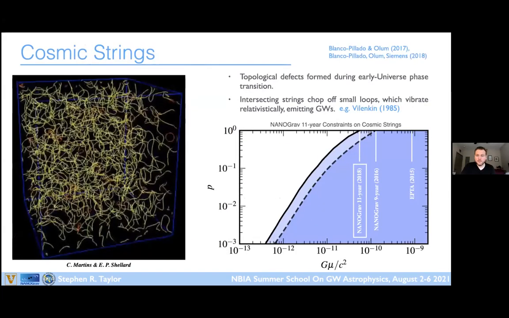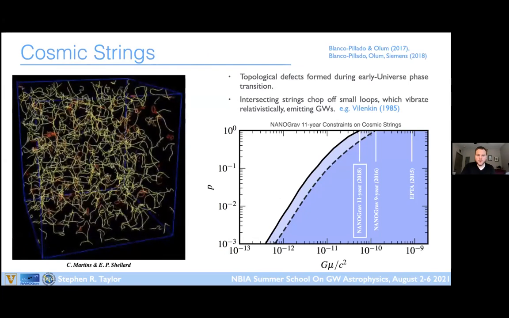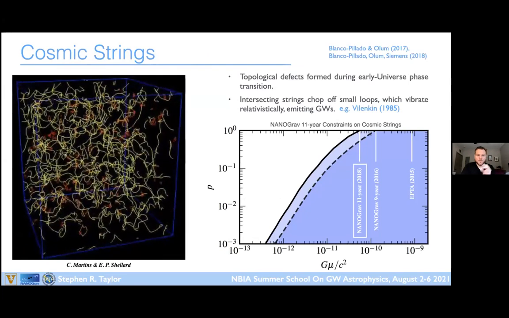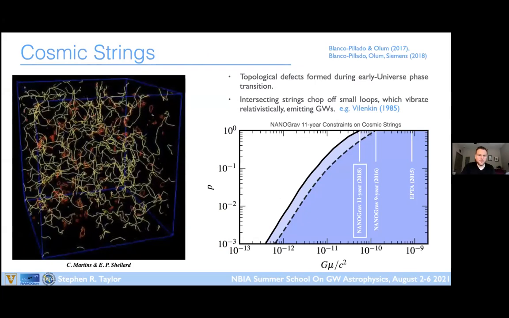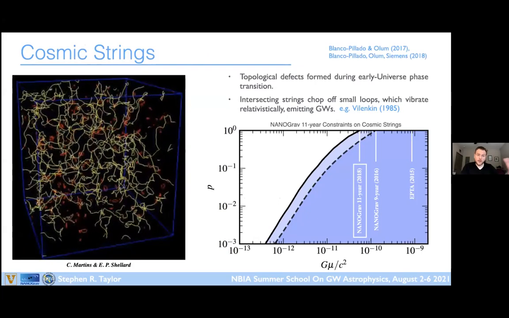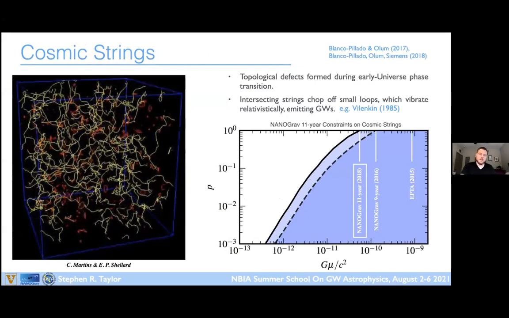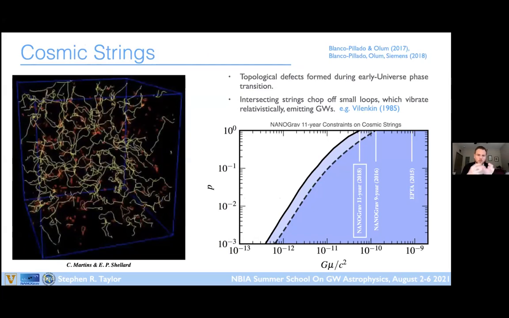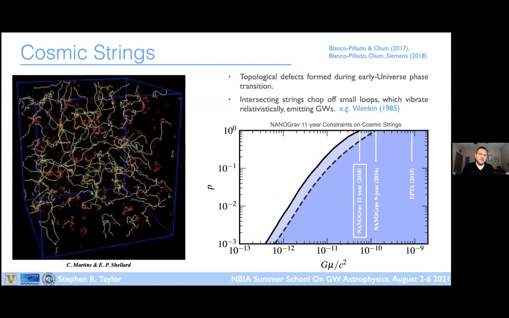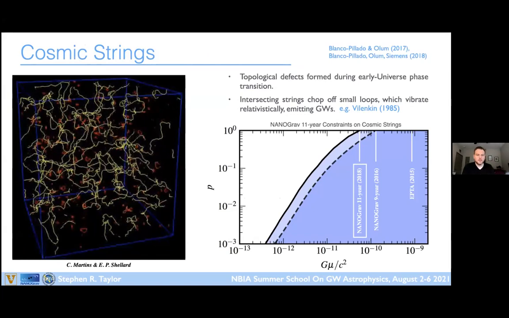Cosmic strings are another pretty cool prospect. Cosmic strings are essentially one-dimensional topological defects formed in the early universe during those phase transitions. It's kind of like when ice melts and you get cracks forming. Those cracks are topological defects in space-time that permeate the entire Hubble volume. So they're essentially Hubble-length one-dimensional strings.